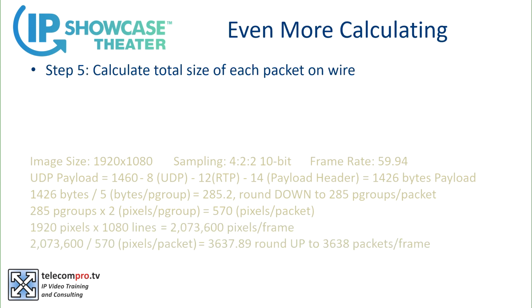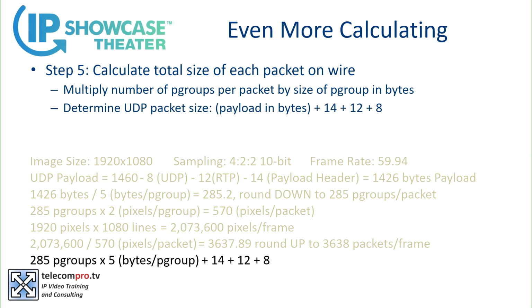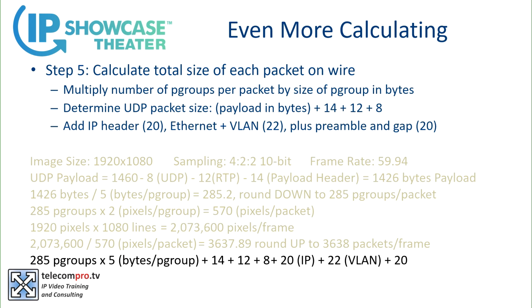Last step, well, almost last step. Now we have to figure out how big each packet is. So we have 285 P groups, 5 bytes per P group, plus our payload header, our RTP header, our UDP header. We need an IP header, we need some Ethernet stuff, and then we need something called preamble and gap. Basically, that's extra data that we need before and after every Ethernet frame. So our total size of this packet on the wire is 1,528 bytes per packet.